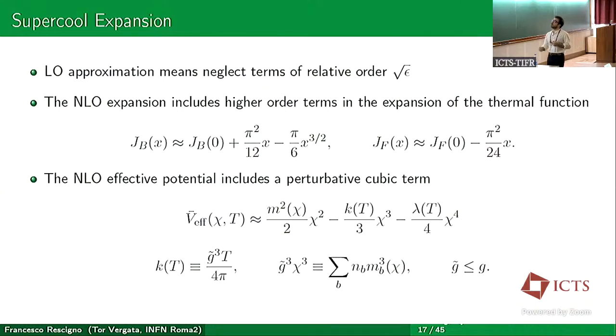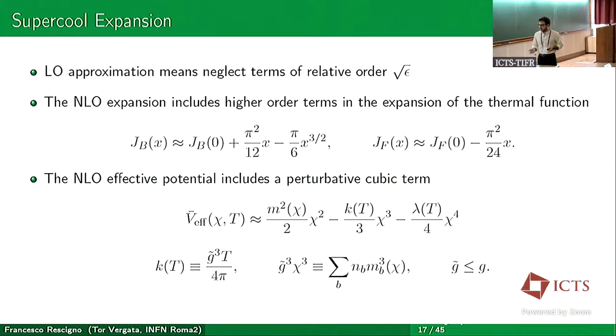Well, the leading order approximation means neglecting the terms of relative order square root of epsilon. So we can go to the next to leading order expansion by including this term in the expansion of the thermal function. Putting this together, we get the next to leading order effective potential that includes a cubic term that is perturbative. The effect of this cubic term is smaller than the effect of these other 2 terms that we obtained at the leading order. And notice also that at the next to leading order, we have to include another parameter.